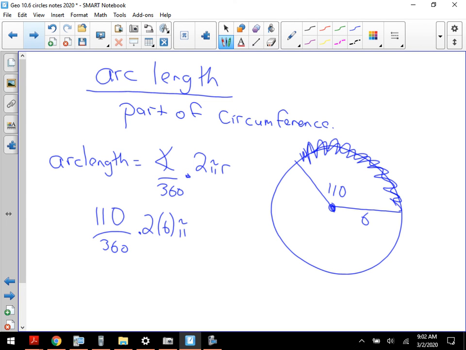Yes, ma'am. Is it still okay to use theta? Yeah, if you want. I try to stick with you guys with the central angle stuff. I try to use just that, but if you use theta, it's no big deal.